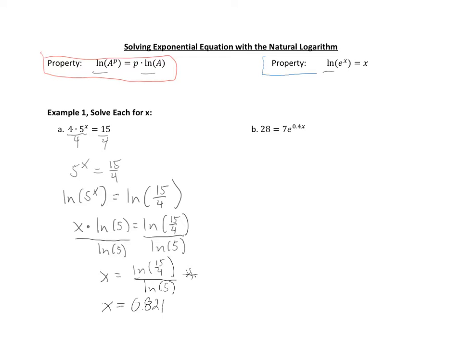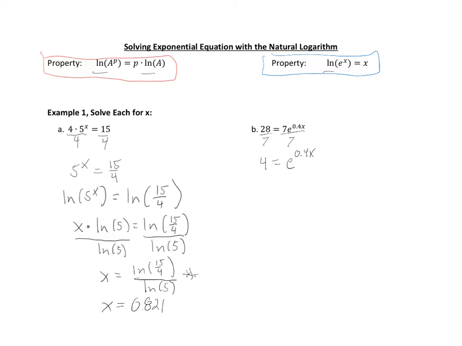For B, we're going to use this property here. That is, if you do the natural log of e to some power, it actually comes out to be that power. The natural log of e to the x, the natural log and e just cancel each other out and you end up with x. So we're going to use that idea here. Okay, so we want to solve part B for x. So the first thing I want to do is get it so it's actually just e to a power in itself. And so we're going to divide by 7. And 7 does go into 28 evenly. So this is 4 equals e to the 0.4x.